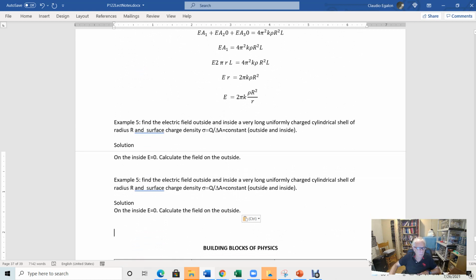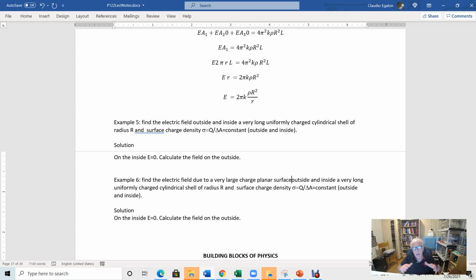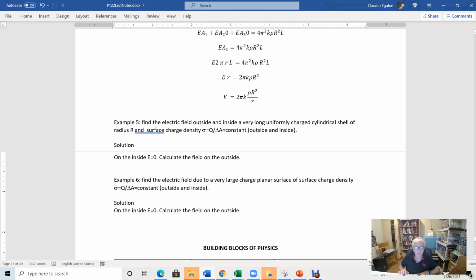Okay, we're going to do example 6 now. Find the electric field due to a very large charged planar surface. Can be square, can be circular, okay? Of surface charge density sigma. There is no radius here in this case. Doesn't have to be, it's going to be only outside in this case.